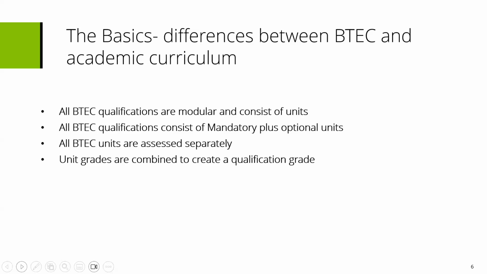All the BTEC qualifications consist of mandatory units plus optional units, and the amount of optional units, again, depends on the size of qualification you have chosen to deliver. All of the BTEC units are assessed separately, and at the end of the programme, the unit grades are combined to create a qualification grade.